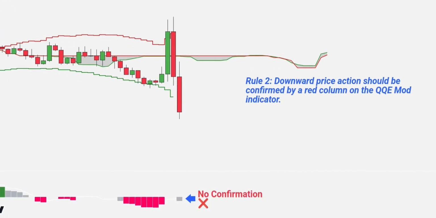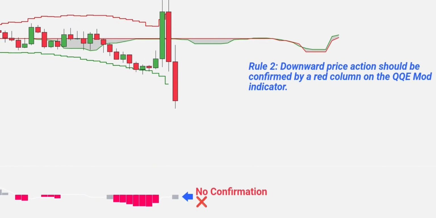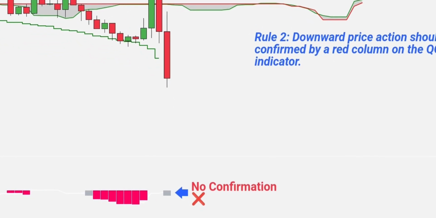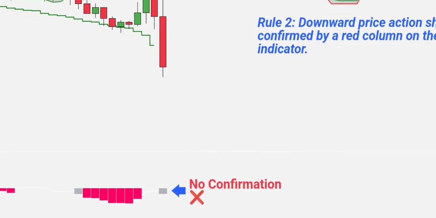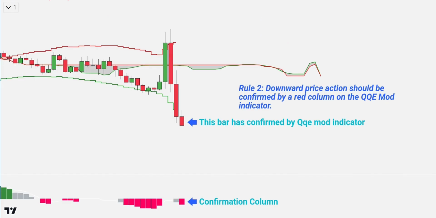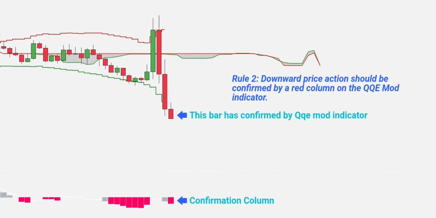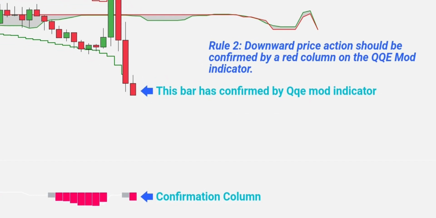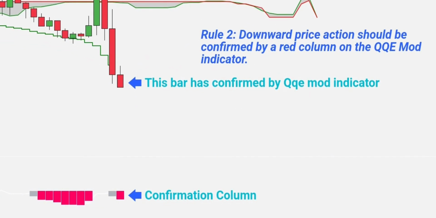However, as you can see here, the QQE mod indicator has not yet displayed a red column, and it has not confirmed the short position. We are waiting for confirmation before entering the trade. And 1 bar later, a confirmation column appeared on the QQE mod indicator. Now, with the close of this candlestick, we can enter the trade.